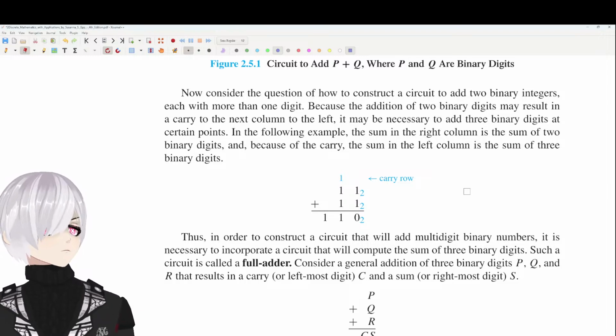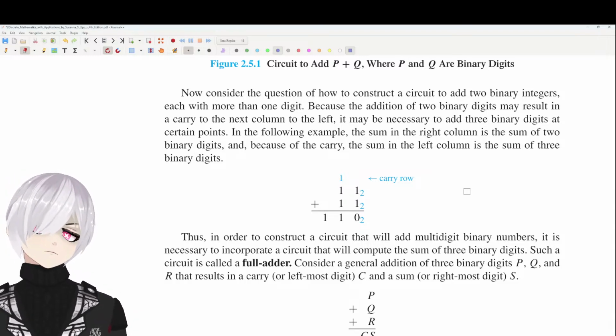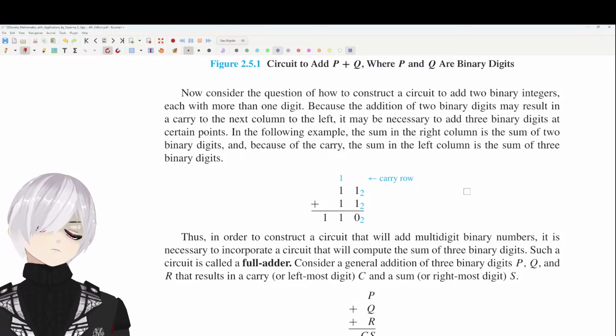Yeah, I guess I can read this one. So now consider the question of how to construct a circuit to add two binary integers, each with more than one digit. Because the addition of two binary digits may result in a carry to the next column to the left, it may be necessary to add three binary digits at certain points. In the following example, the sum in the right column is the sum of two binary digits, and because of the carry, the sum in the left column is the sum of three binary digits.